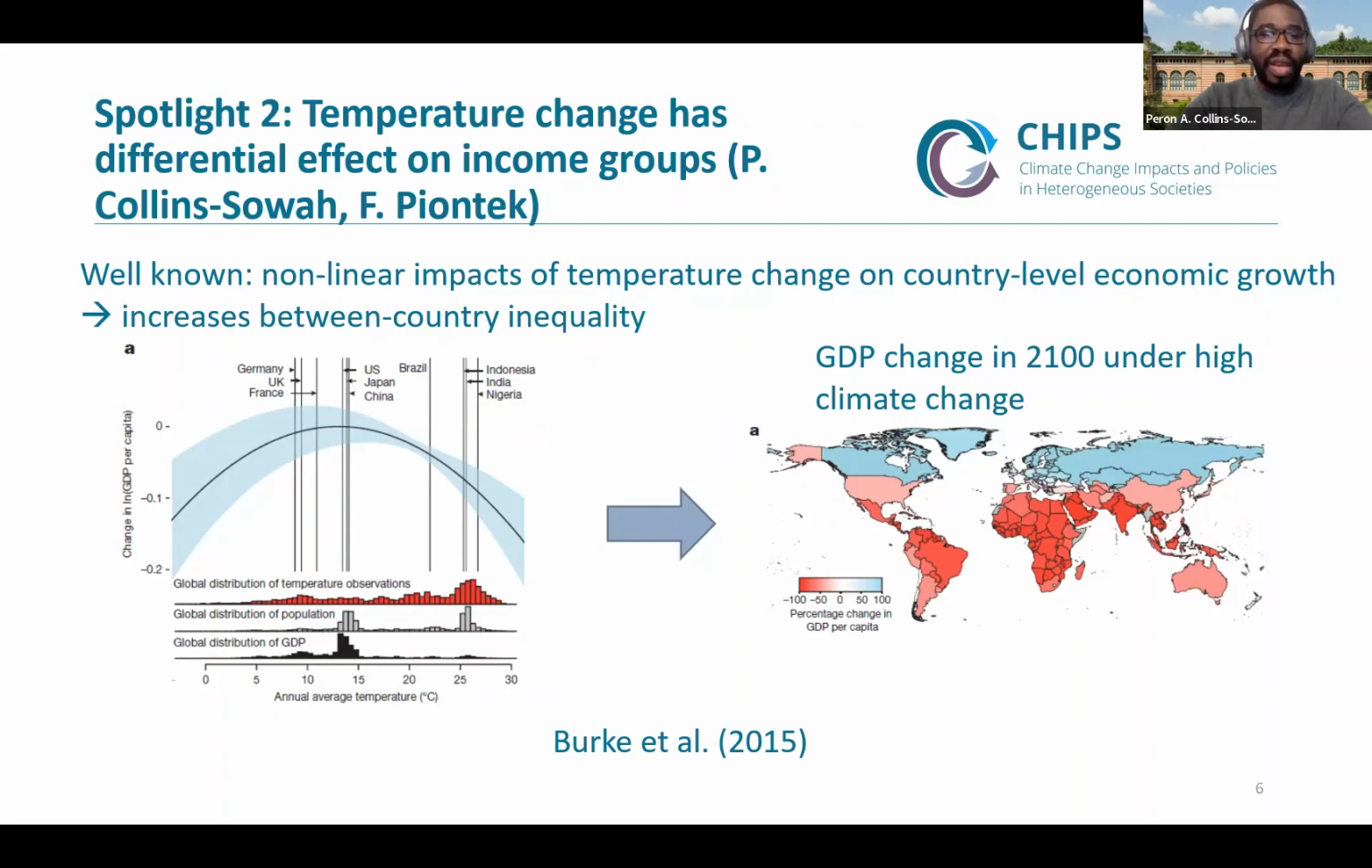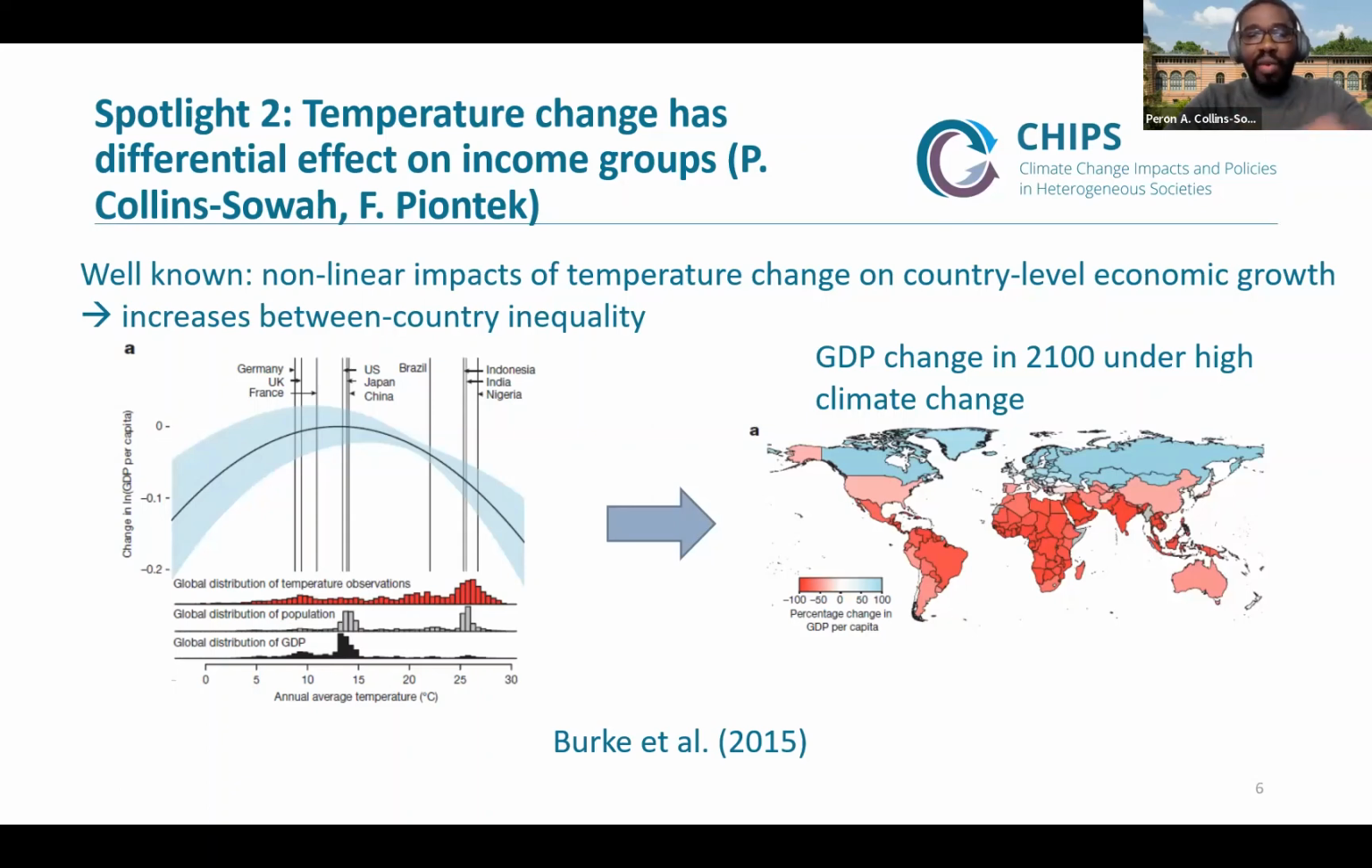And countries that are on the right-hand side, like Indonesia, India, and Nigeria, warming brings negative consequences. So this is fairly well understood, and projection further into the future, which they did, also shows that the countries which are hotter and tend to be poorer as well are severely impacted by additional warming.